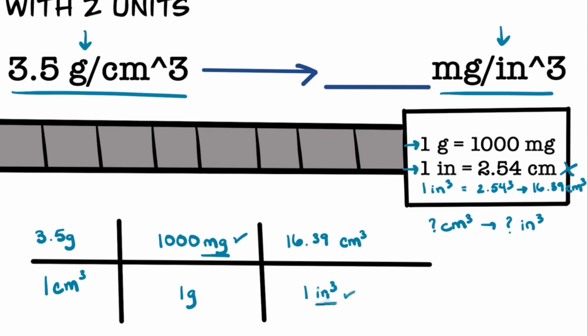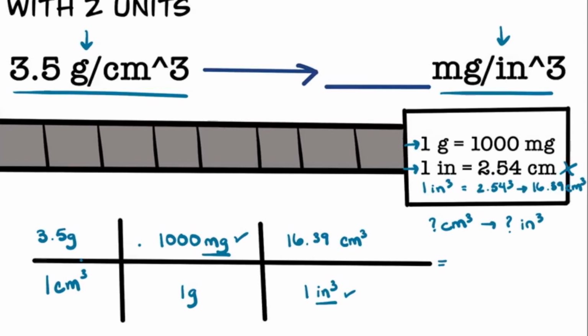Now, to check if we're done, we want to make sure that the bottom track has our desired units for the denominator. It looks like it does, since we wanted to get to inches cubed in our denominator. So now, using the same method of multiplying everything on the top and dividing by everything in the bottom, we get our final answer of 57,000 milligrams per inches cubed. This number has been rounded to two significant digits since our initial value, 3.5, also only had two sig figs.